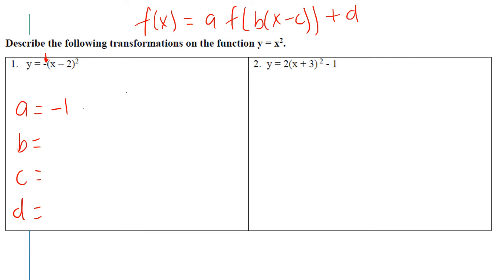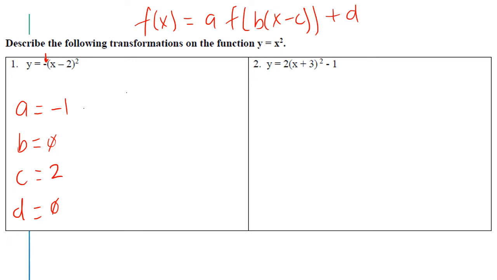And the answer is no, there is not. So we're going to keep it pushing. C, there is a number being added or subtracted to my x. Remember, our x is a liar, so it's not a negative because in the function notation, it's already negative. So that means that this is a +2. And D, there is nothing being added to the outside of my function.